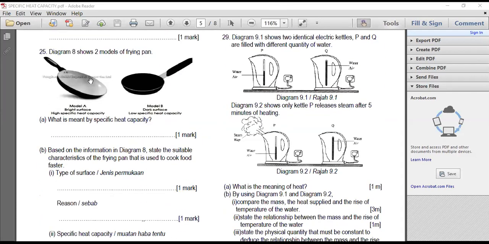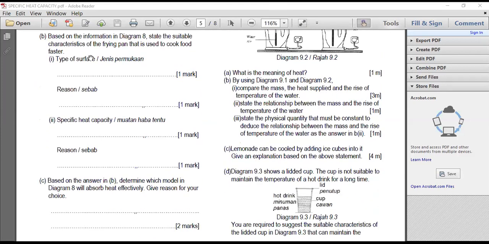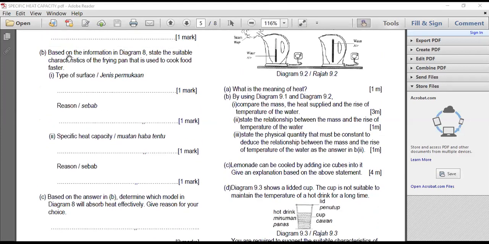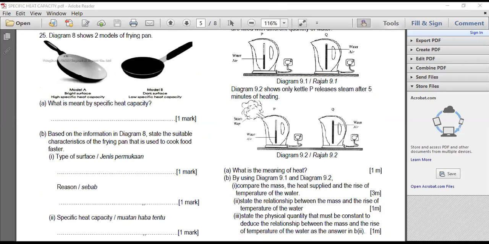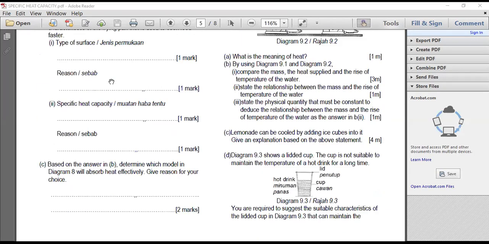Okay, now number 25. Diagram 8 shows two models of frying pan. What is the meaning of specific heat capacity? This one you can refer to the definition just now. Now based on the information, state the suitable category of frying pan that is used to cook food faster. The type of surface and reason: it's dark and bright. So we choose dark surface. Dark because good absorber of heat.